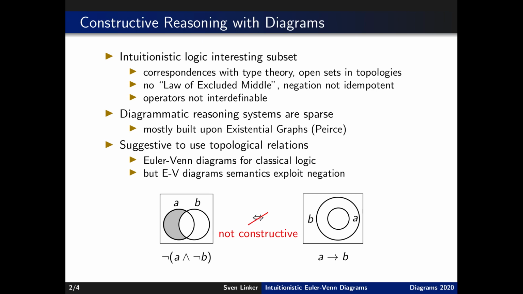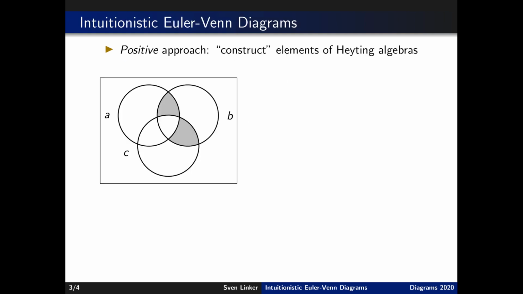The problem is that these two statements are not equivalent in intuitionistic logic. So we first need to define a suitable semantics for Euler-Venn diagrams with respect to intuitionistic models. As such a model, we will use Heyting algebras. One of the main changes from the classical interpretation is the interpretation of shading. Here it will mean that the corresponding element of the semantics can be constructed.